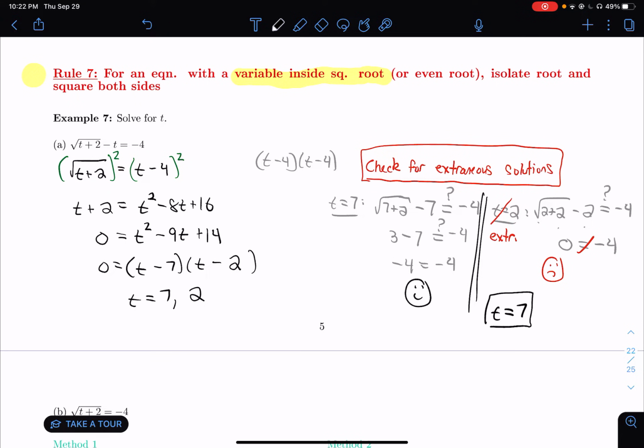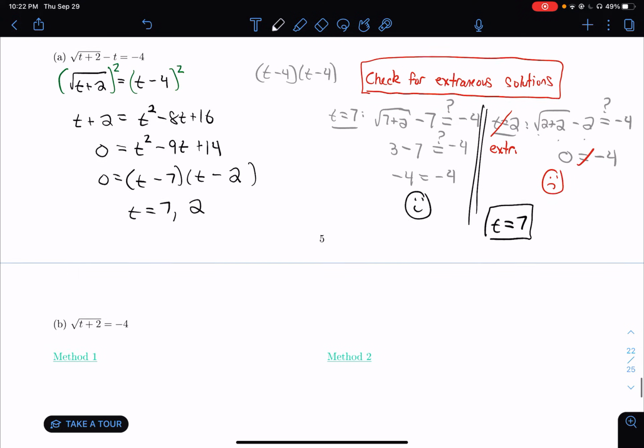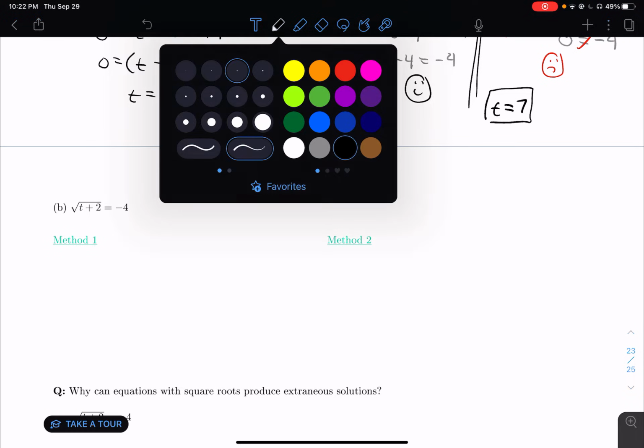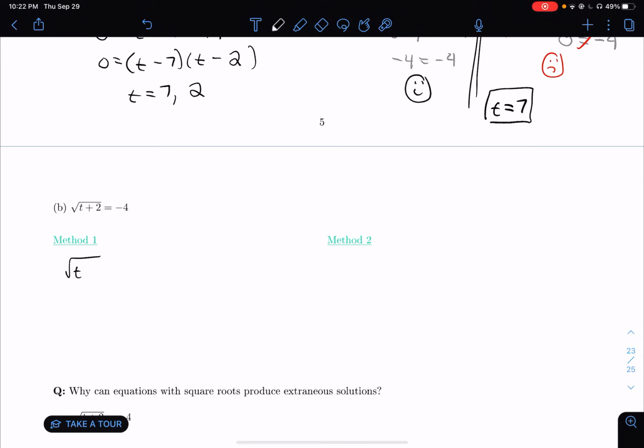Okay, so let's take a look at another example. So part B, I got square root of t plus 2 equals -4. All right, so I want to do this one two ways. So method 1, what I'm going to do is do the same thing I did before. Let's square both sides.